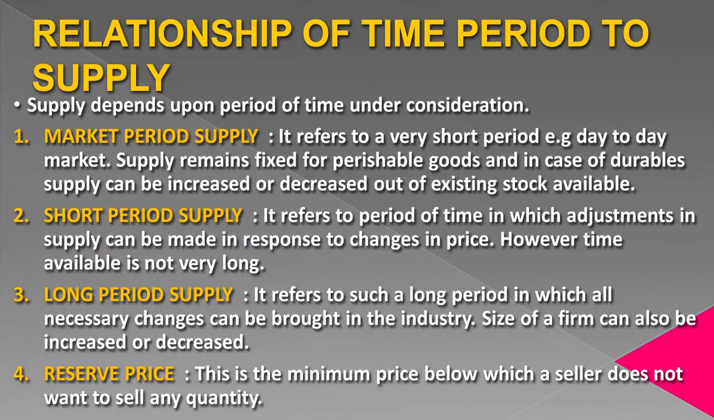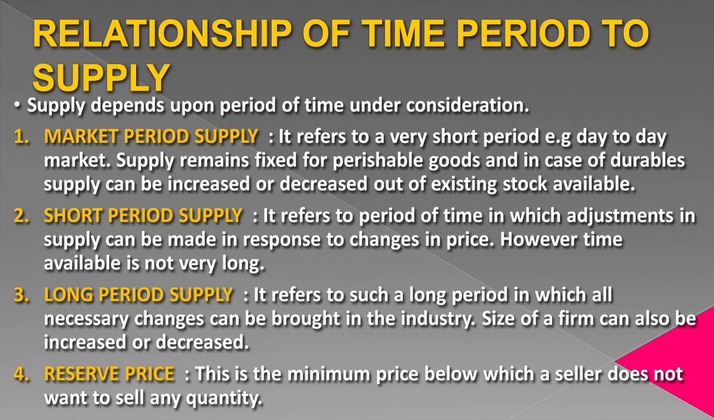Relationship of time period to supply. Supply depends upon the period of time under consideration. Firstly, market period supply. It refers to a very short period, for example, a day-to-day market. Supply remains fixed for perishable goods, and in case of durables, supply can be increased or decreased out of the existing stock only. Secondly, short period supply.